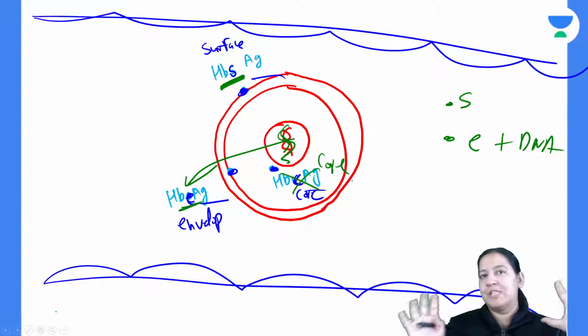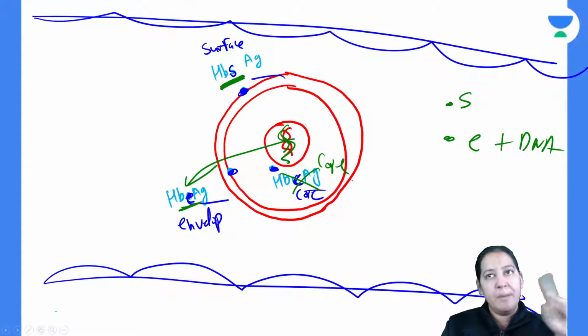Give me a thumbs up if you got this point. These are the big concepts you are framing now, right? So C never comes in the blood. In the blood, you can find S, E, and DNA.